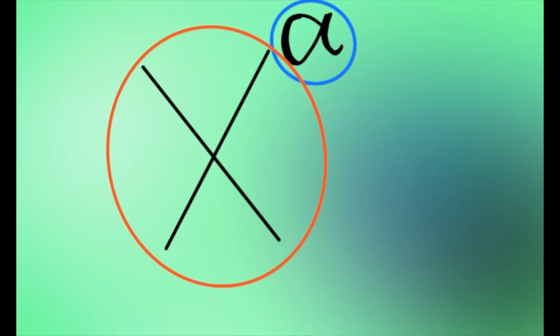In this image, we have x to the a. The x is the base and the a is the exponent. This means that x is being multiplied by itself a number of times. Let's use an example that has a number instead of a variable in the exponent spot.